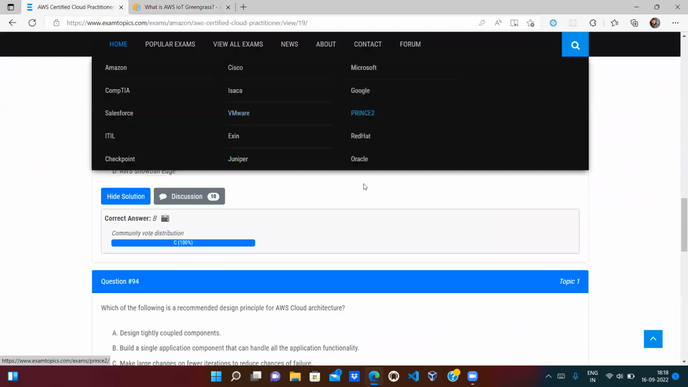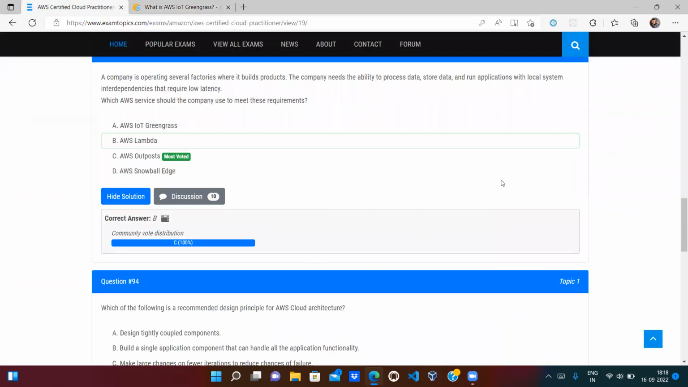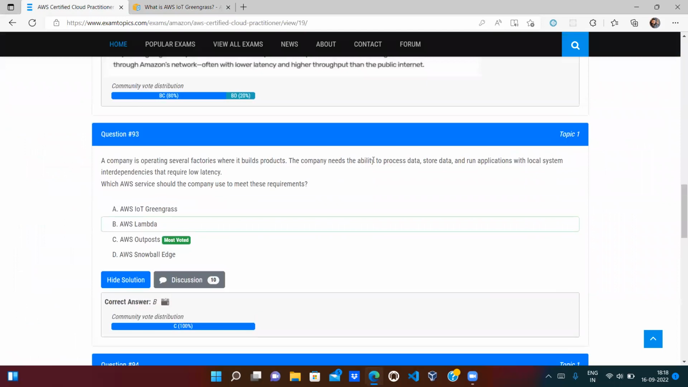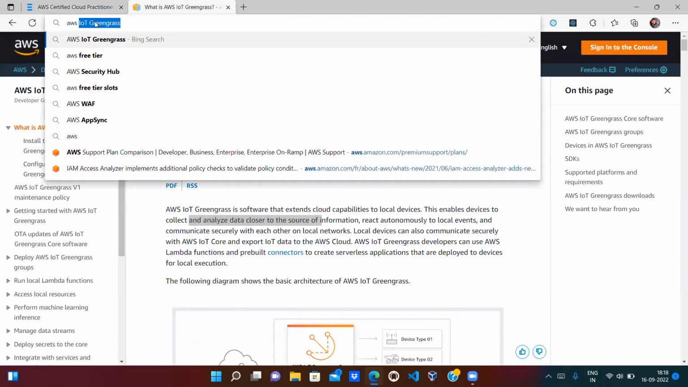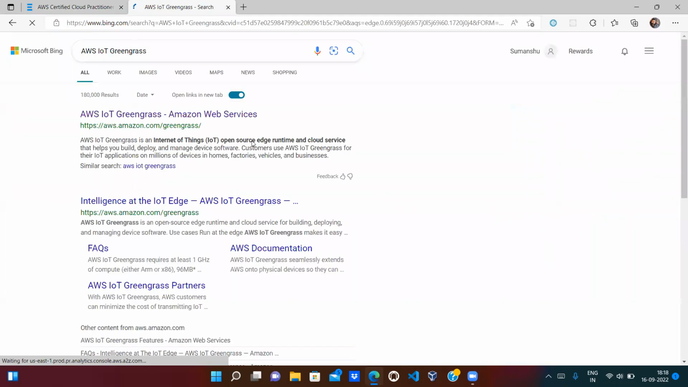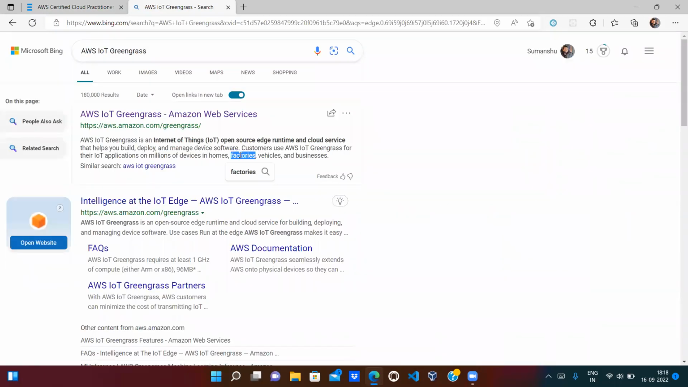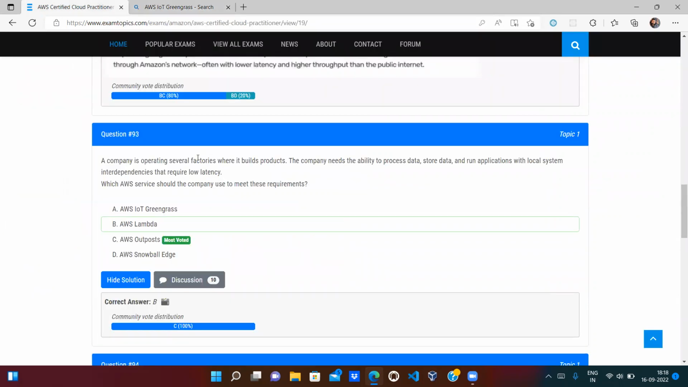And the same thing we want to do: collect the data, store the data, and process the data. Along with that, they run on the local network. Here it is mentioned IoT Greengrass is the application which can be used in homes and factories. And even in the question it is mentioned we have to use it in factories. So to me, it looks like A is the correct answer, but I'm not sure why the people say C.